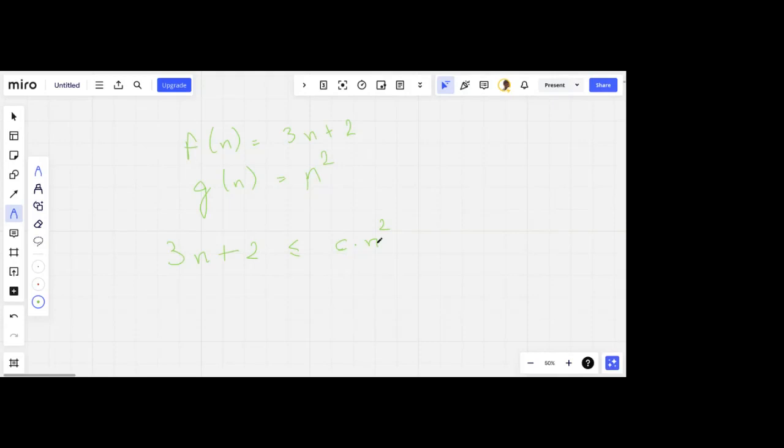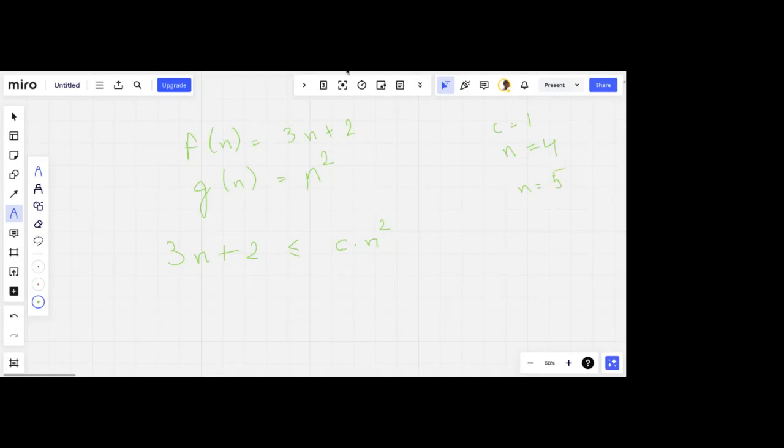So for n equal to 0, this is false. Let's take the value of c as 1. For n equal to 0, it is false. For n equal to 1, it is false. For n equal to 2, it is false. For n equal to 3, again it is false. For n equal to 4, guys, don't you think now this will become true? For n equal to 5 also, this will become true.